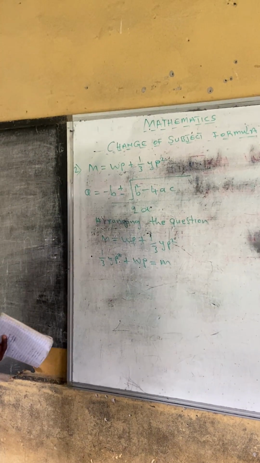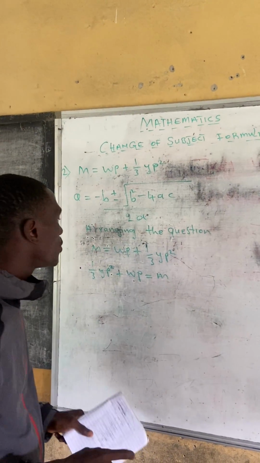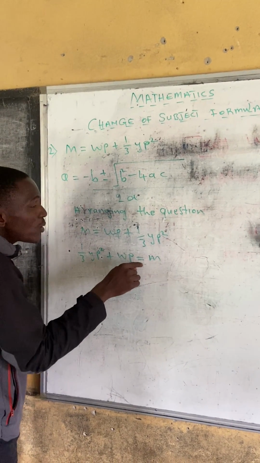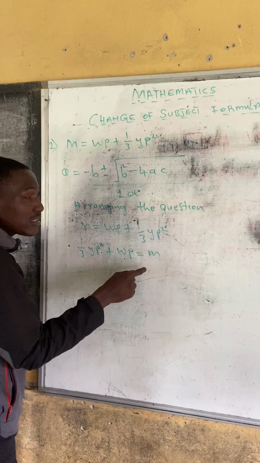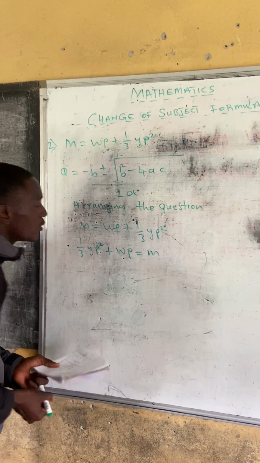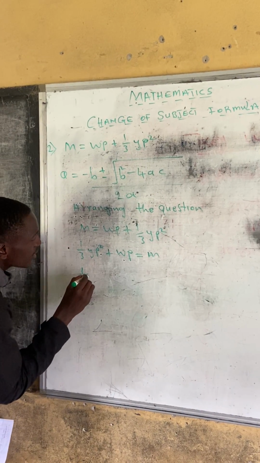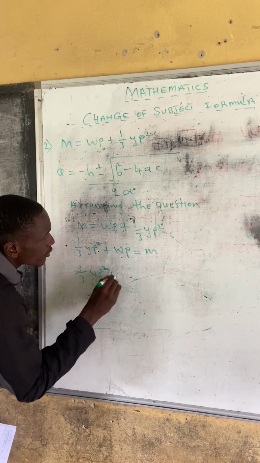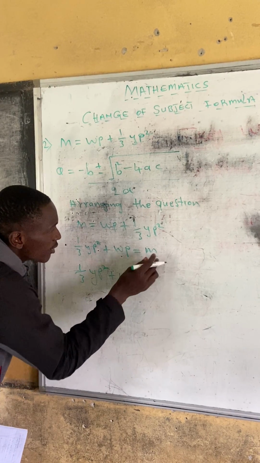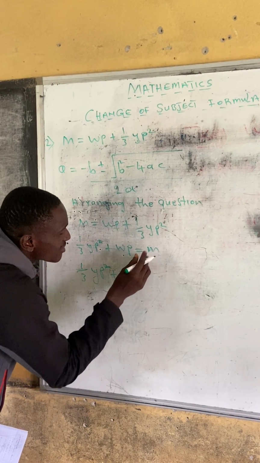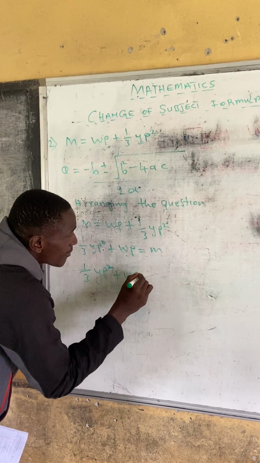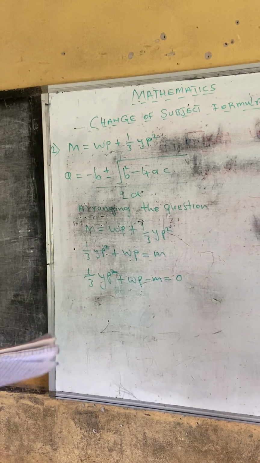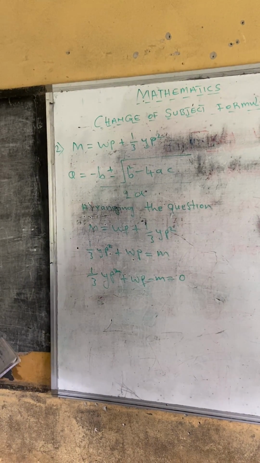But you know, when you want to solve a quadratic equation, you need to equate everything to 0, that is, everything will be equal to 0. So you now say 1 all over 3y P raised to power 2 plus WP. This one comes inside, because it is coming inside and it's plus, you say minus M equals to 0. We are done with equating everything to 0.